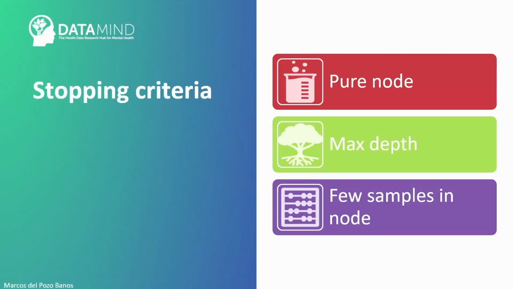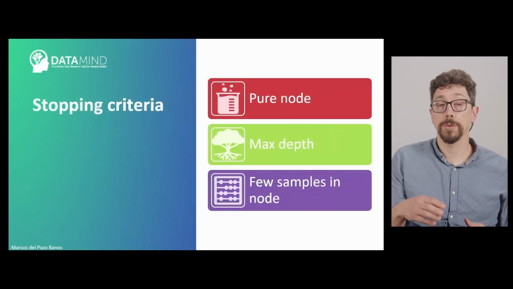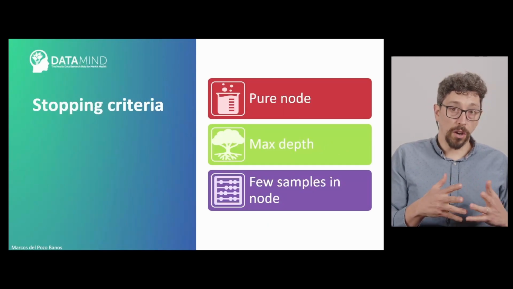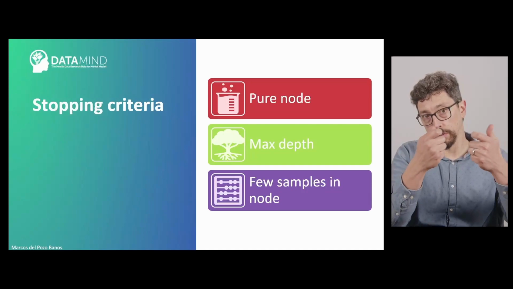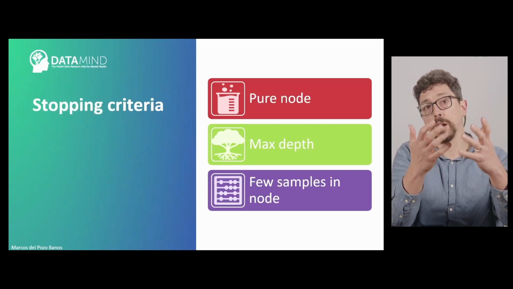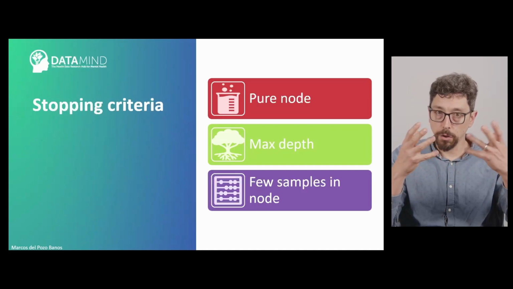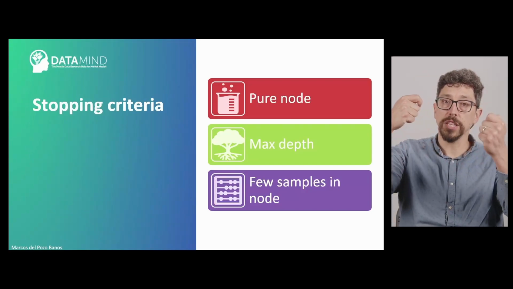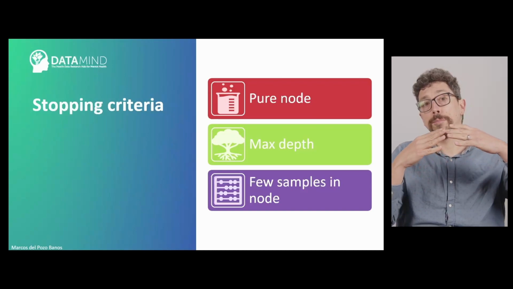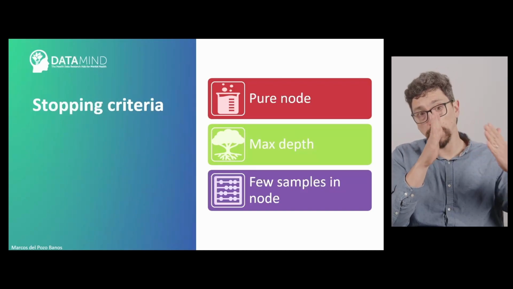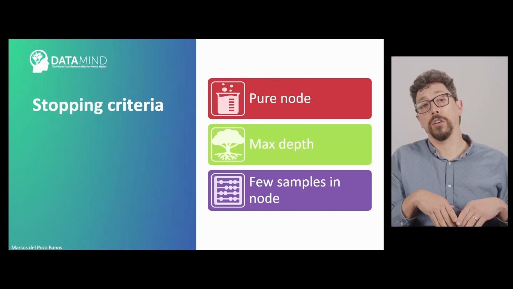There could be different reasons why we decide not to keep growing the tree, not to keep splitting nodes. For example, if a node is pure, it doesn't make any sense to keep splitting it because it already contains only samples from one class. It could also be that we reach a predefined maximum depth of the tree, which is the maximum number of consecutive splits that we want to apply on the data.